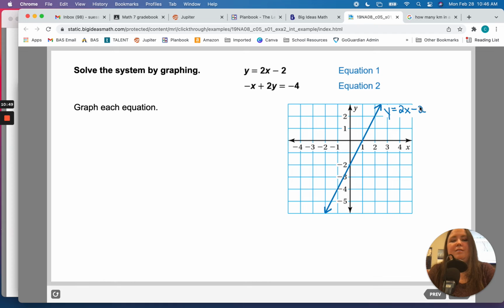Okay, so they graphed the first one. What is my y-intercept here? -2. So I went down to negative 2, put a dot. What's my slope? 2. See the 2 right there in front of the x? So right here at negative 2, I go up 2 over 1 for my slope, put a dot there, and graph it. And you have a line going through those.